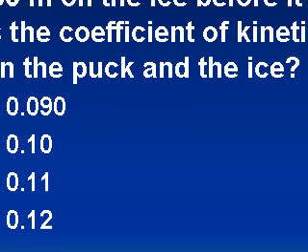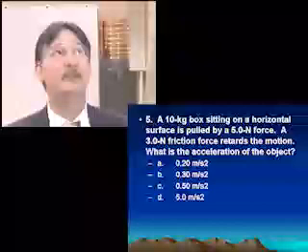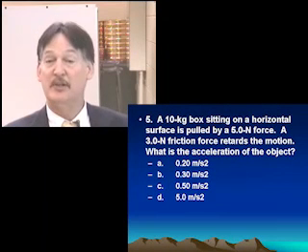Once again, we have a box here sliding over a horizontal surface being pulled by a force. But in this case, the force of 5 newtons is being resisted by a frictional force of 3 newtons. So we know that there's a net force of 2 acting on this box. What would be the acceleration resulting?